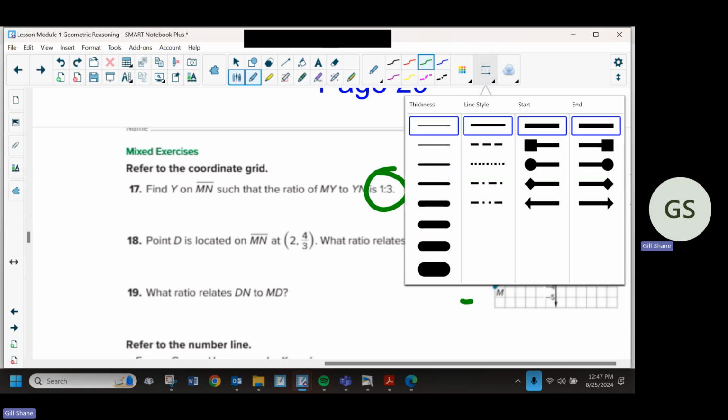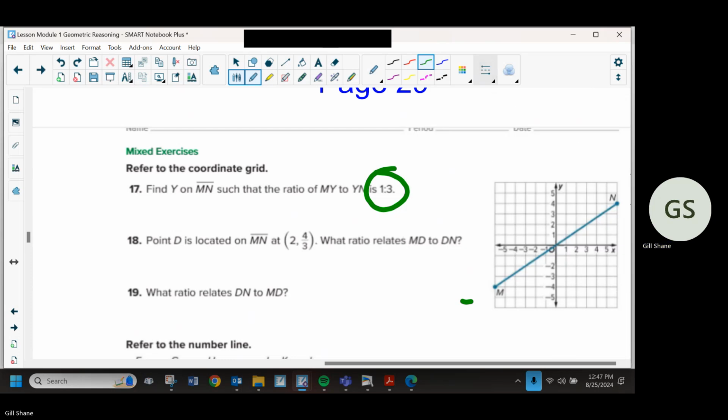Why is that not small line? I don't know what's going on. Stuff here. M is -6, -4. And N is +6, +4.